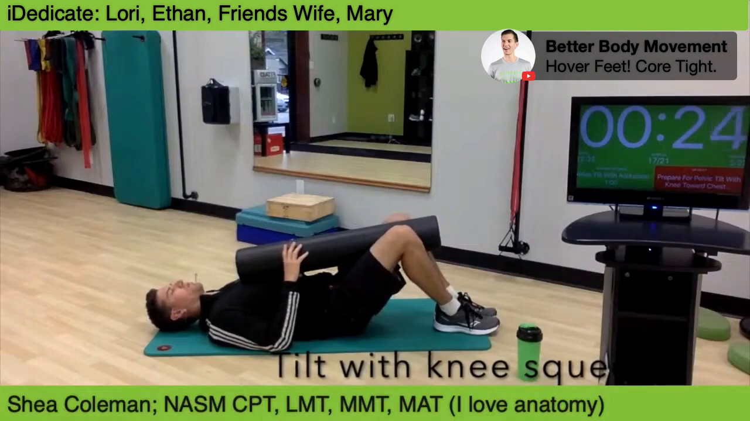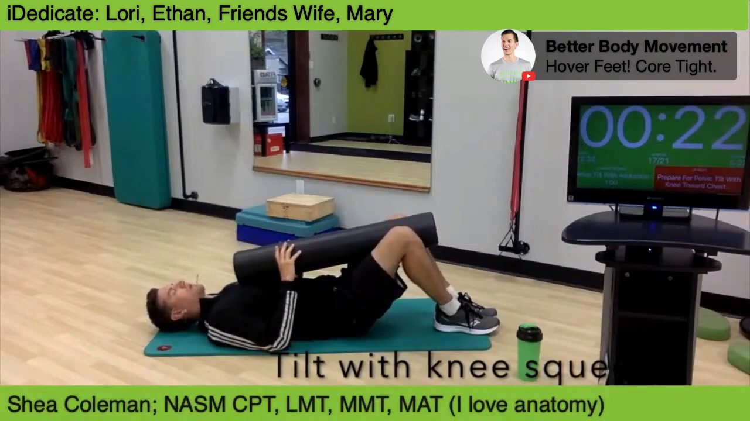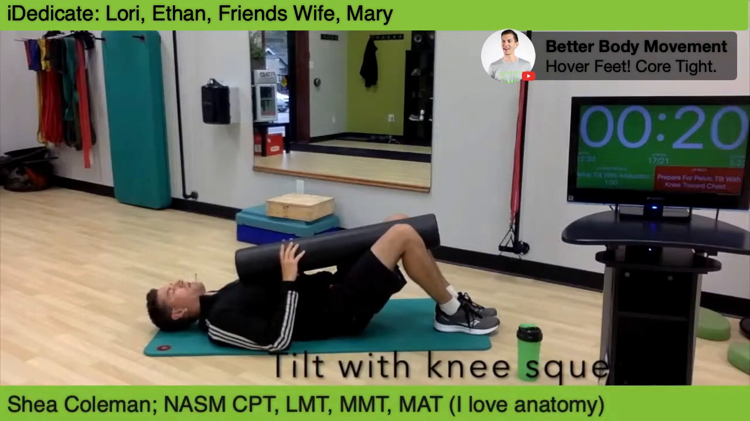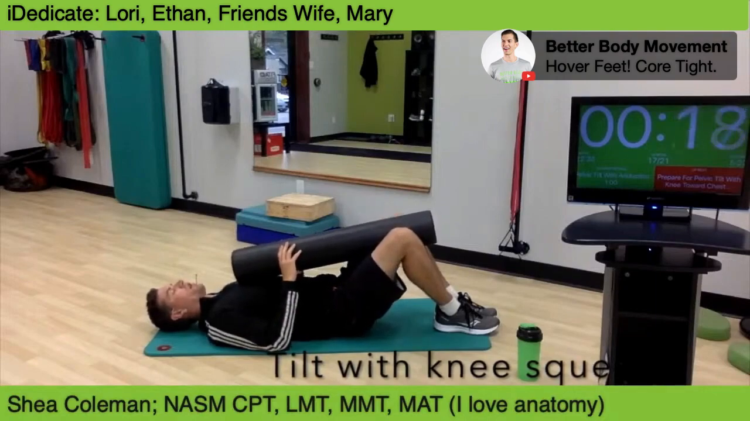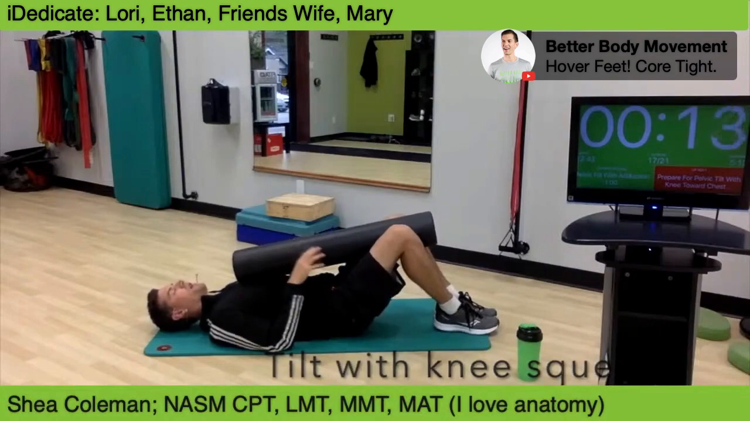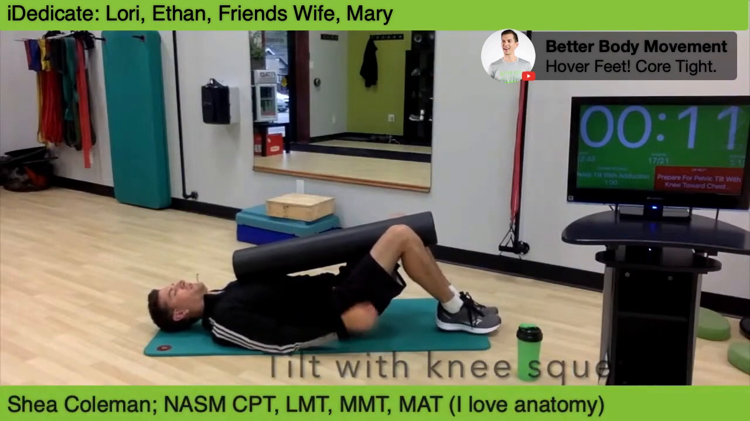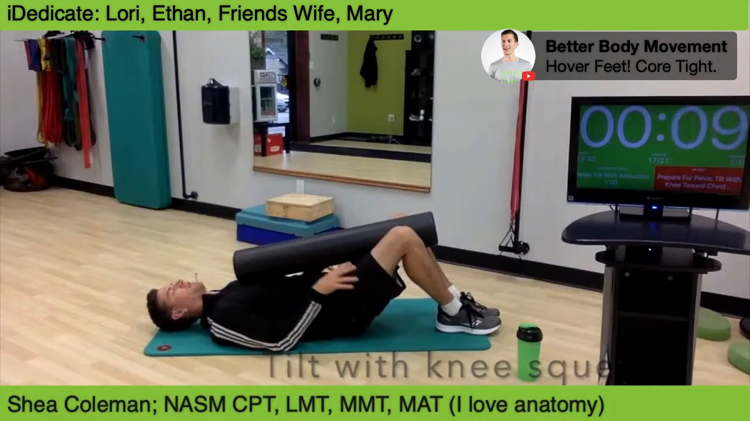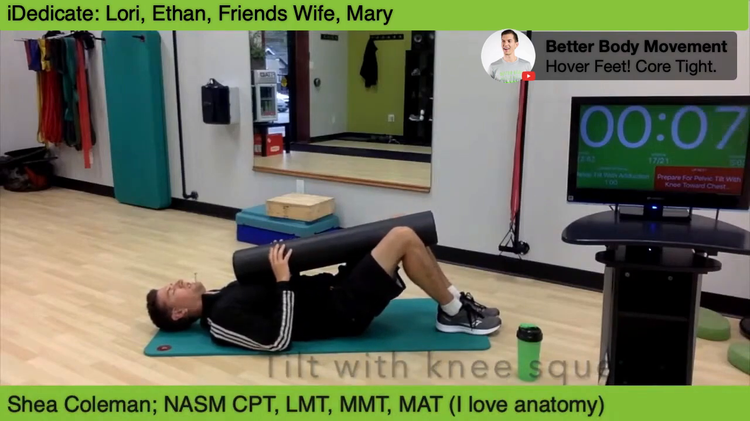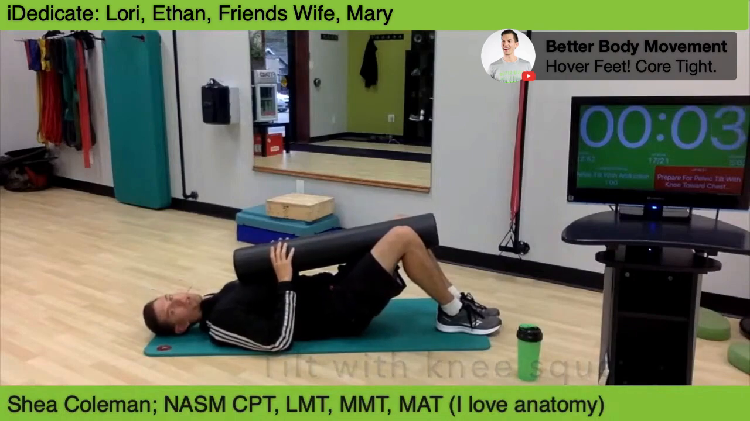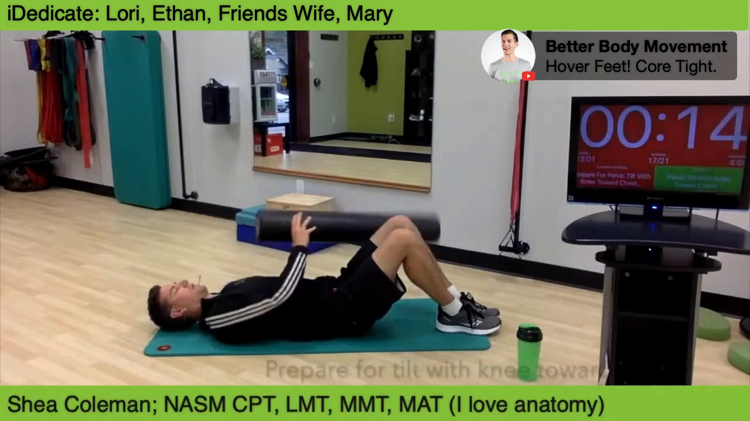Halfway is always a great time to continue to recheck. Okay? Make sure that core is bearing down. Crush that Dorito. Pin a belt under your low back so it can't be pulled out. Keep working all the way through, all the way through. Try not to quit. 3, 2, 1. Prepare for pelvic tilt with knee toward chest.